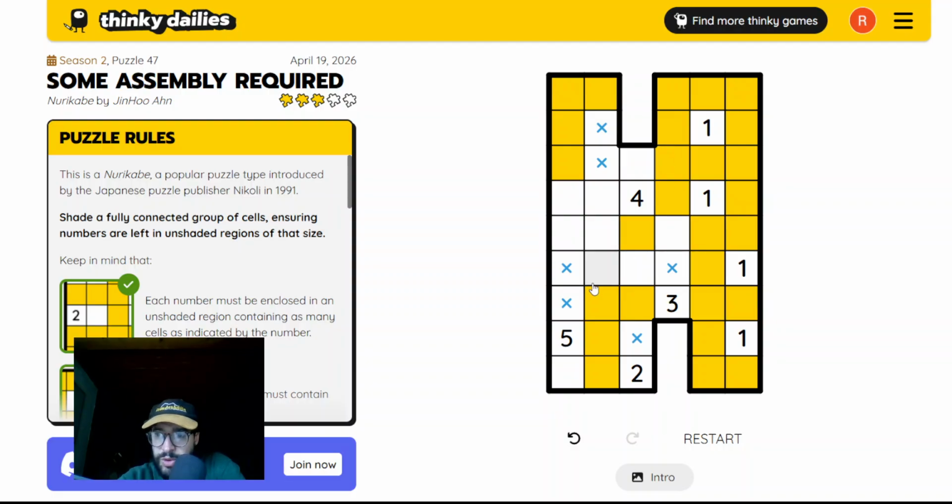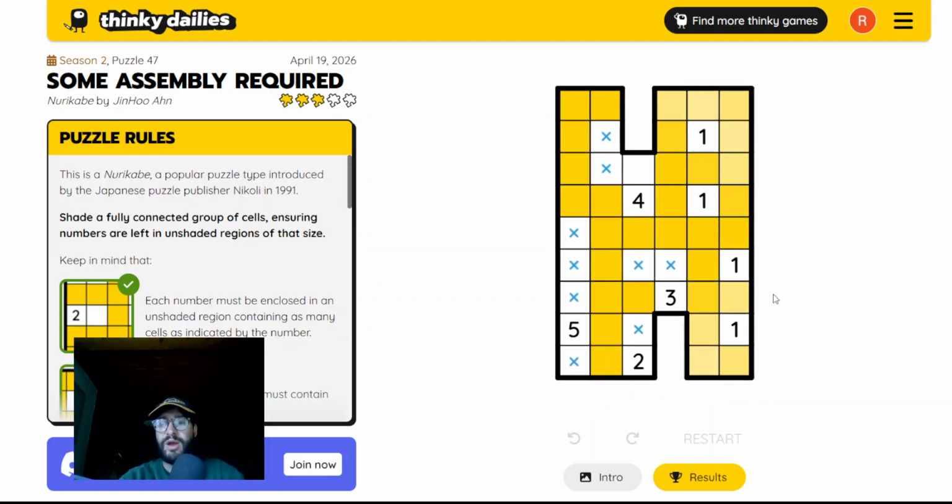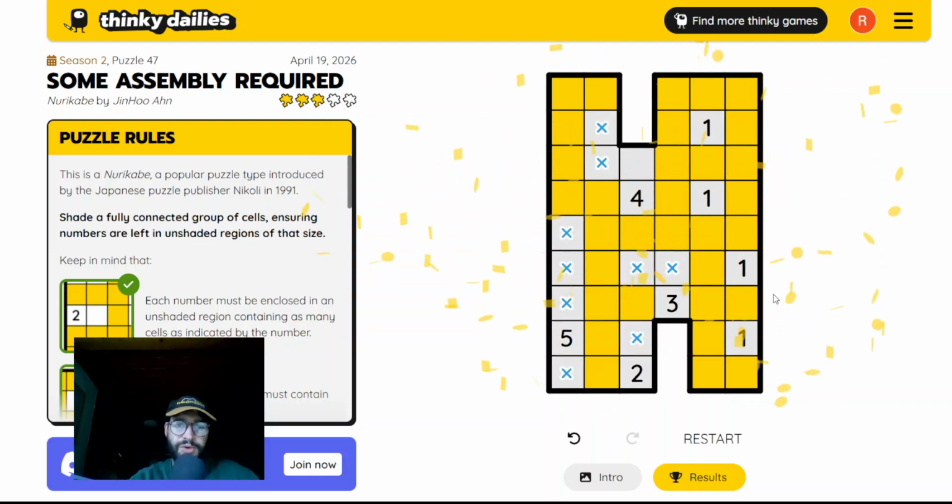That means that now this water will connect to this water through here. That means that the 3 is going to be all surrounded. Then we can finally connect here. This will have to come out. We have the 5, and then we connect here. There we go. I love Nurikabes.